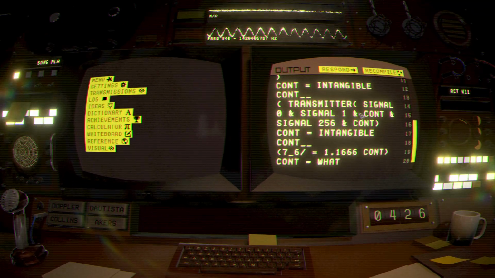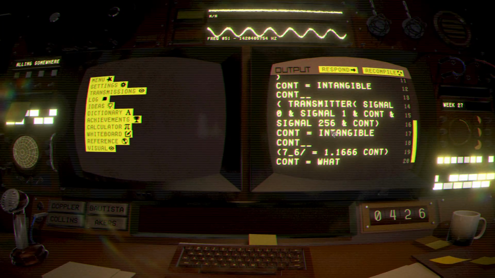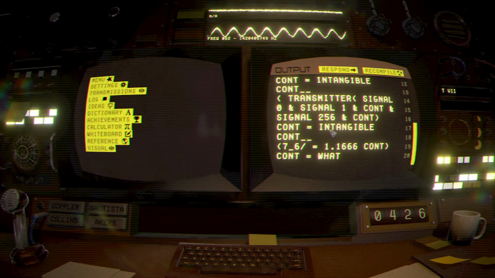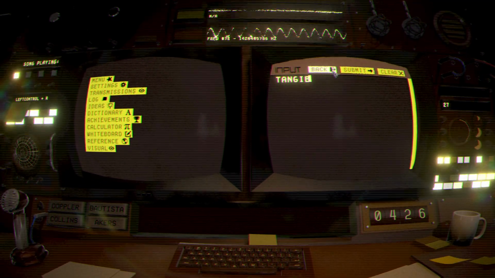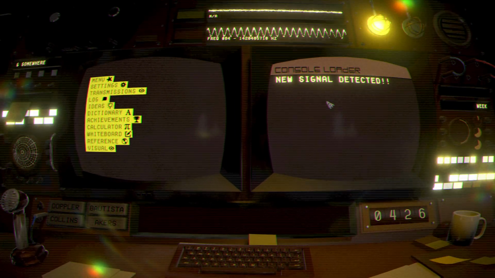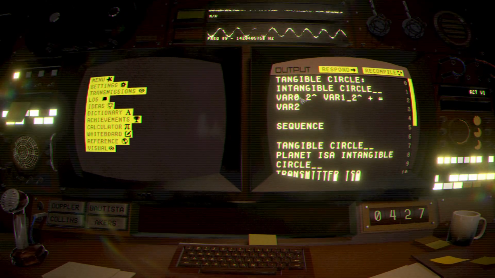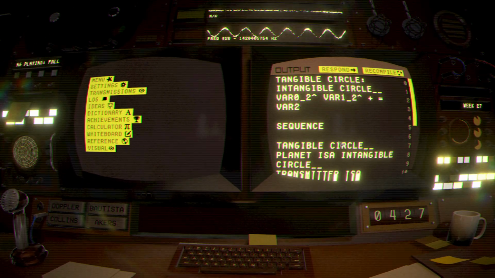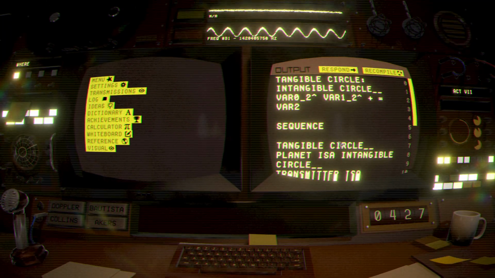Okay. Transmitter. The signals of a transmitter, if they keep going. Okay, I'm a little confused, but I think it should be tangible, continuous. Something's not quite right there, but okay. So is it a tangible circle or an intangible circle?